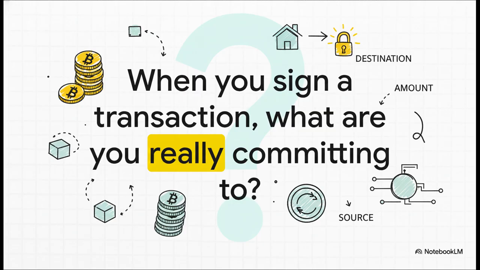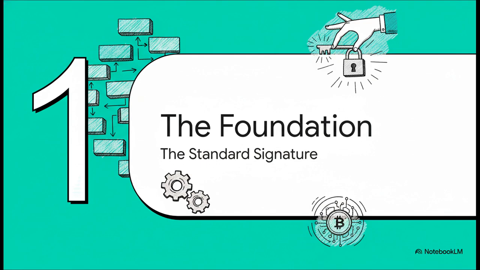So think about it. You go to authorize a transaction, and it feels pretty straightforward, right? But what are you really locking in? Is it the amount, the destination, the exact coins you're spending? Well, the answer is way more interesting and a whole lot more powerful than you might think. To really get a handle on all the cool, flexible stuff, we've got to start with the default. What happens in just a plain everyday Bitcoin signature?